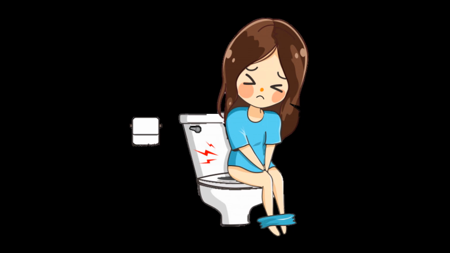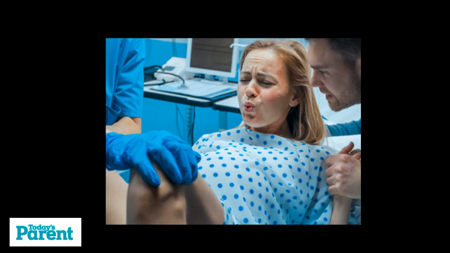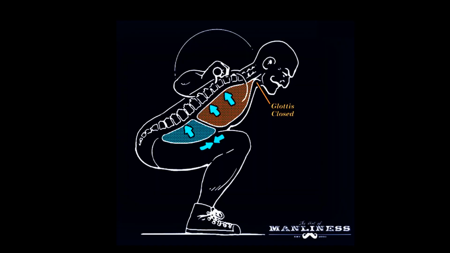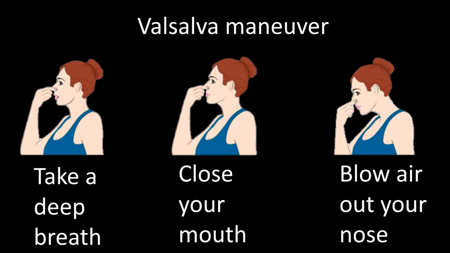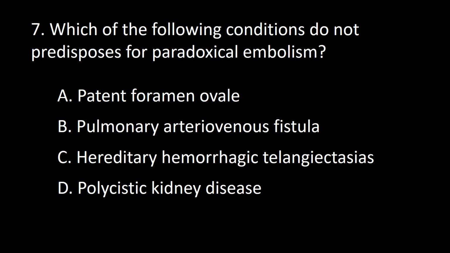Paradoxical embolism occurs more commonly during straining in the bathroom, during delivery, weightlifting, and while performing a Valsalva maneuver. A Valsalva maneuver is a procedure often done during the evaluation of syncopal episodes. This procedure consists of cardiac and blood pressure monitoring while the patient holds his or her breath for 15 seconds, while attempting to blow air out of his or her nose. The steps in this procedure are meant to trigger cardiac and blood pressure reflexes mediated by the sympathetic and parasympathetic systems. So the answer to this question is D.